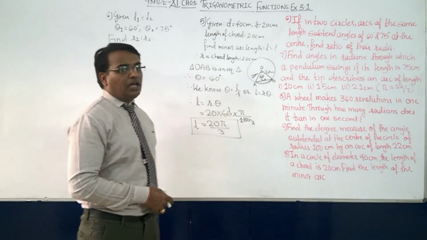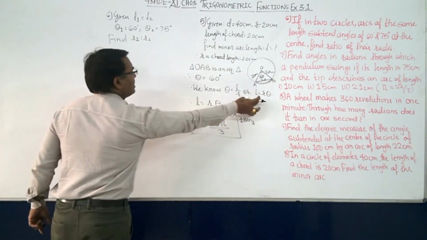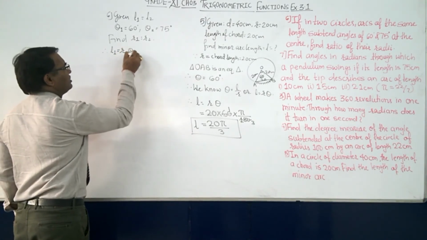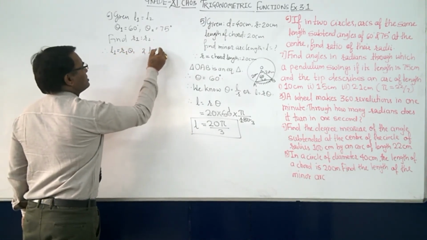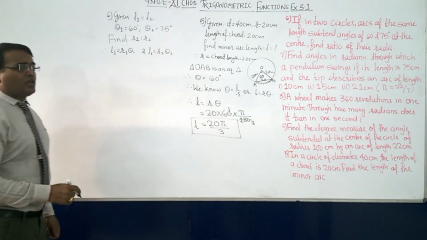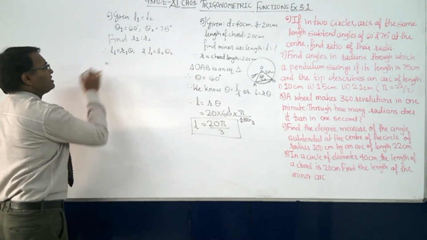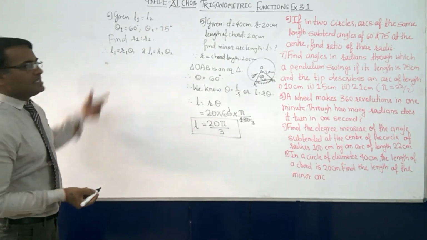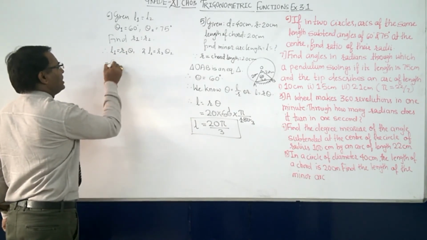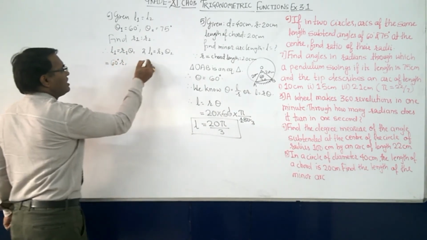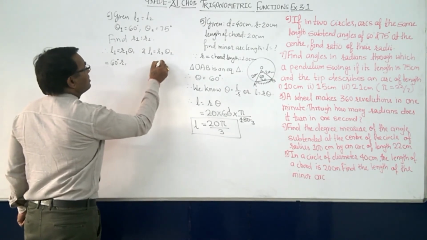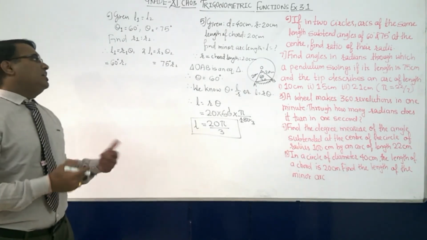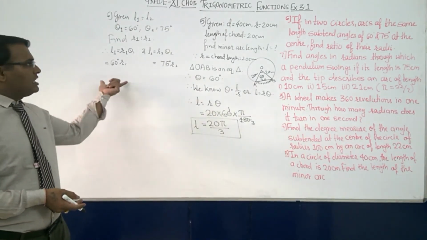R is equal to L by theta, or we will use this formula, L is equal to R theta. So length 1 is equal to R1 theta 1 and length 2 is equal to R2 theta 2. Here L1 is equal to R1 theta 1, which we have to find out. Length 1 is given the same. So theta 1 will be 60 degrees R1, and here it will become 75 degrees R2.